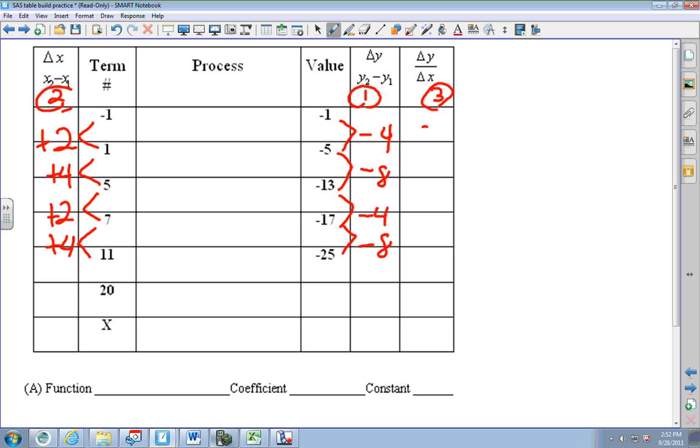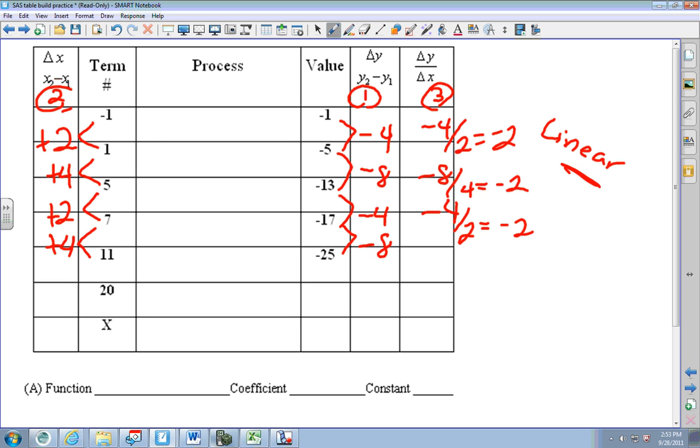Okay, so now step 3, I'm going to do delta y divided by delta x. So I'm going to take negative 4 divided by 2, which is negative 2. Next, I've got negative 8 divided by 4, which is negative 2. Negative 4 divided by 2, negative 2. Well, there's my coefficient right here. See how they're all the same? This means that it's linear. It's going to make a line if we graph these ordered pairs. So coefficient, right here I'm going to put negative 2 all the way down the column.